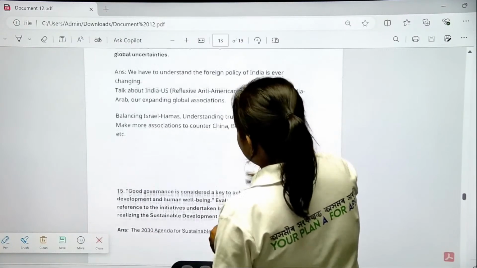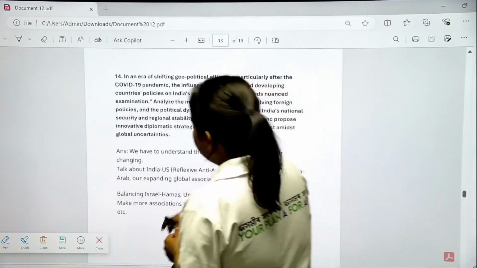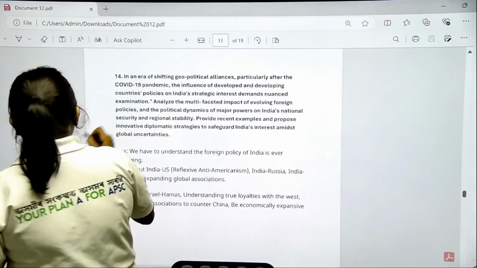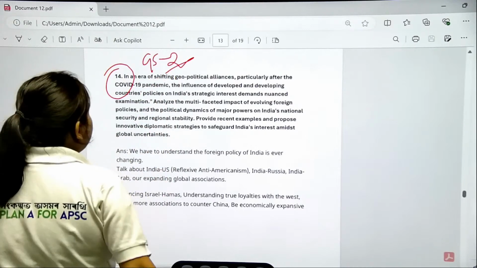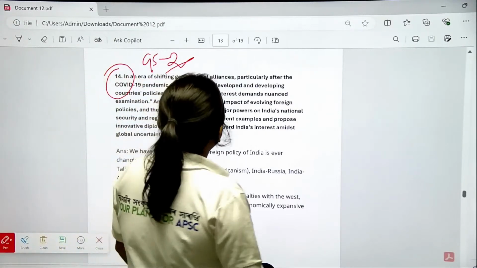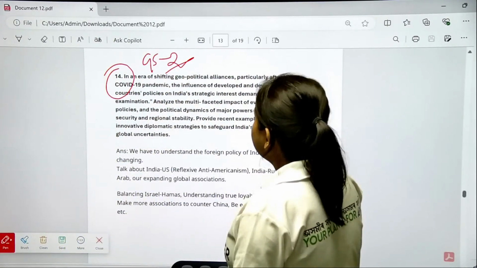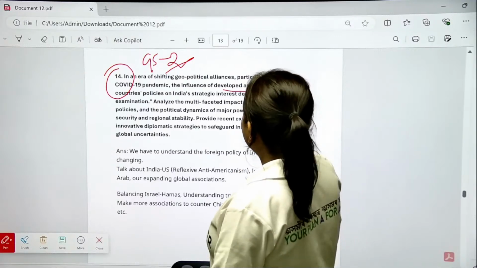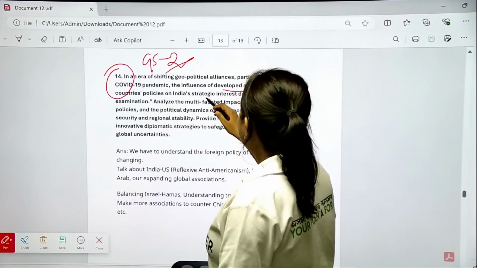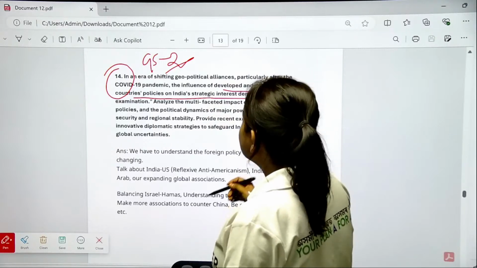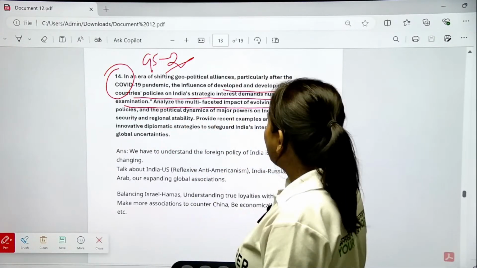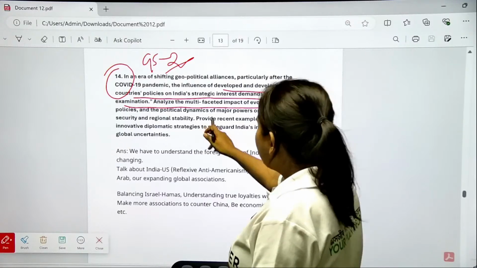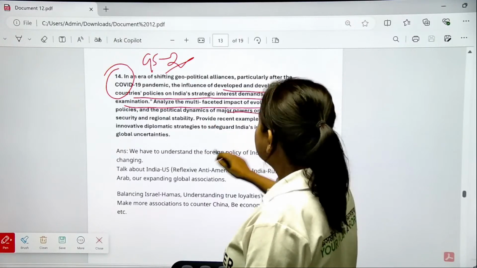This is question number 14 of GS2. In the era of shifting geopolitical alliances, particularly after the COVID-19 pandemic, the influence of developed and developing countries' policies on India's strategic interests demands nuanced examination. Analyze the multifaceted impact of the evolving foreign policy and political dynamics of major powers on India's national security and regional stability.